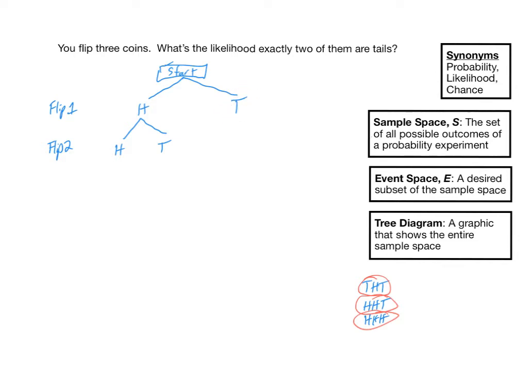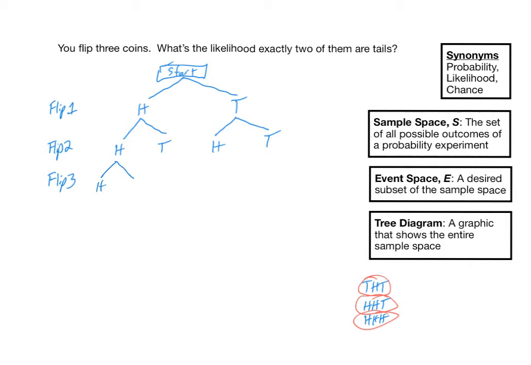You could get a tails on the first flip. Then from there, you could get a heads or tails. Then we have flip 3. And with flip 3, we are going to consider the previous 2 flips. So with flip 1 and flip 2, you could get a heads and a heads. Then from there, you could get a heads or a tails.